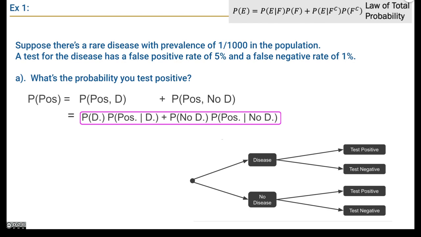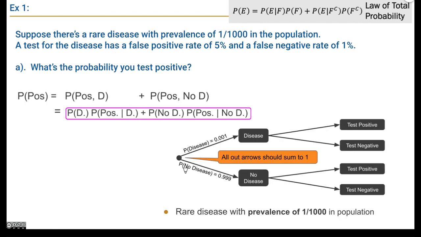Okay, so starting with the tree, we're going to use disease as our first branch because that is the first total probability I have information about here. So the probability of having the disease just in the general population is 1 in 1,000. And therefore, the probability of no disease has to be 1 minus that, or 0.999, because again, in these trees, each of the arrows at a given vertex need to sum to 1.